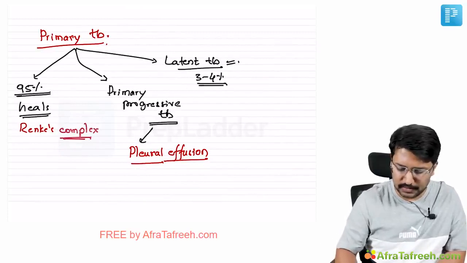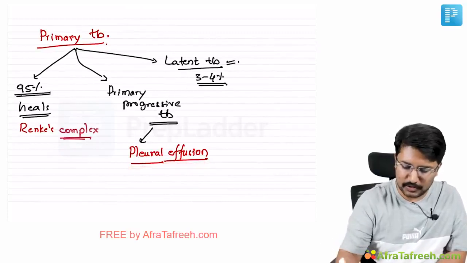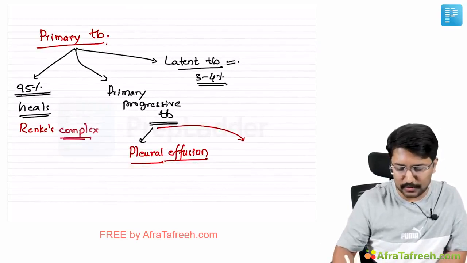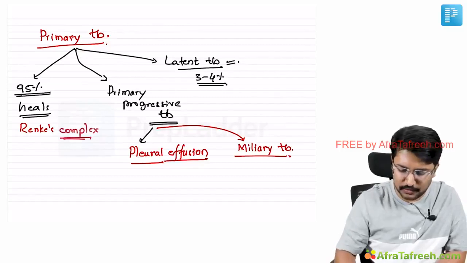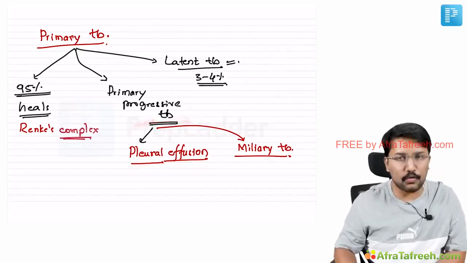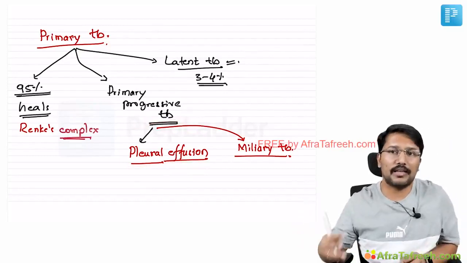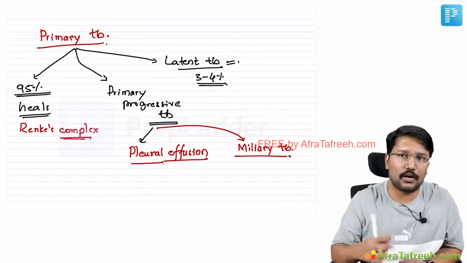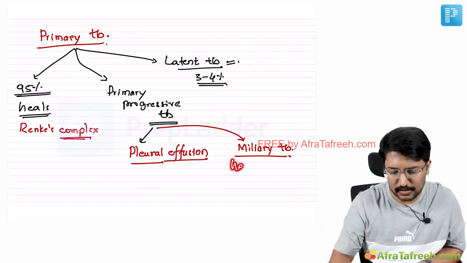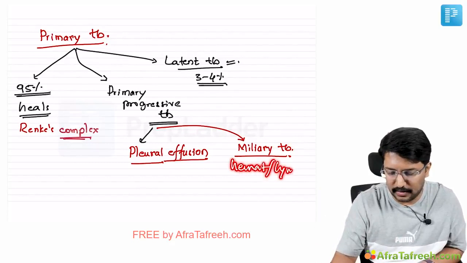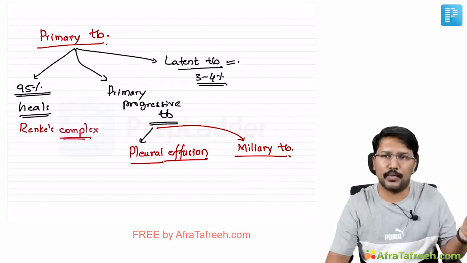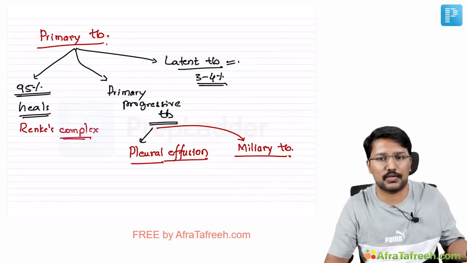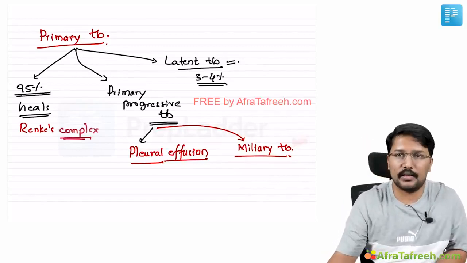Okay, now that is one outcome. The second possible outcome is much more sinister, much more catastrophic, what we call miliary tuberculosis. In miliary tuberculosis, there is dissemination of tubercle bacilli from the primary focus to extrapulmonary sites through either hematogenous or lymphatic spread, right? So there is seeding of these bacilli in secondary organs like brain, liver, bone, and various other tissues. Then we call it miliary tuberculosis.